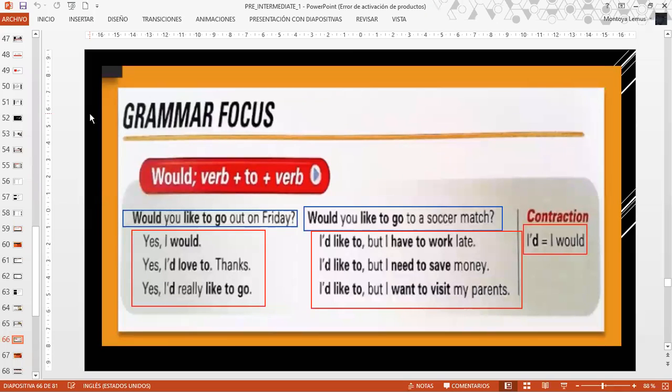Would is just like an auxiliary here. It is what gives the form for like. So, would you like to go? Is "te gustaría". It's a would. Okay, that makes the change in the verb. Thanks. I would like to: "me gustaría". I would go with you: "iría". I would eat chicken: "comería". So that's would. Now, I would love: "me encantaría".